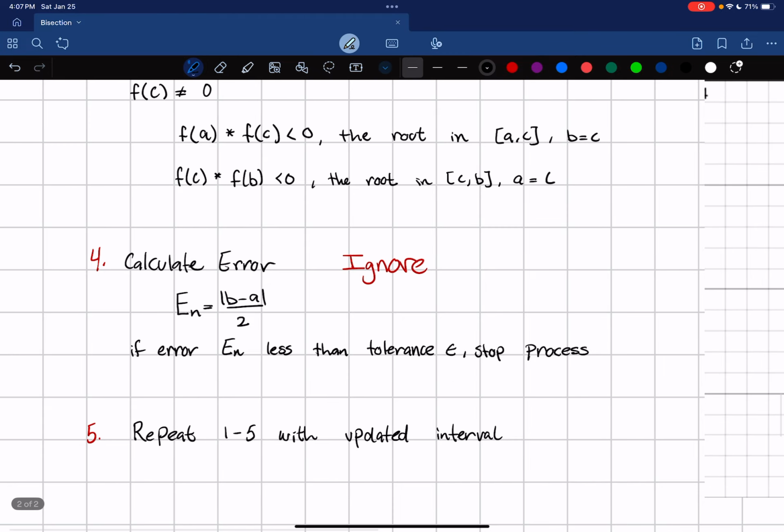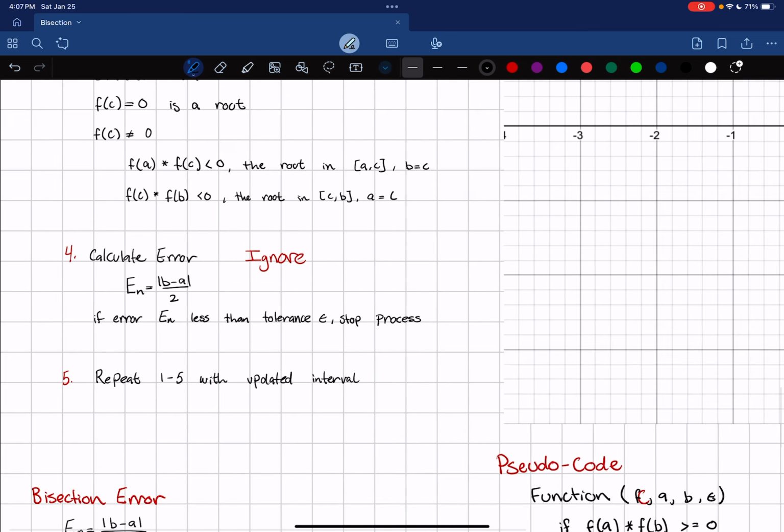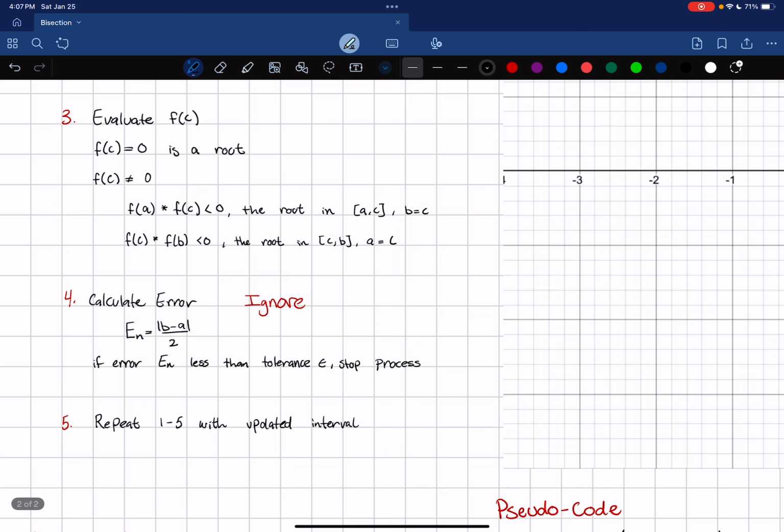Okay? Now there is calculating error, which we'll go over in a bit. This is going to be a little bit long. Sorry about that. But everything I'm saying is stuff you do need. So I'm not adding any extra stuff. We're going to ignore the error right now. And basically, you'll keep going through this process until you close in on the root and you find it.